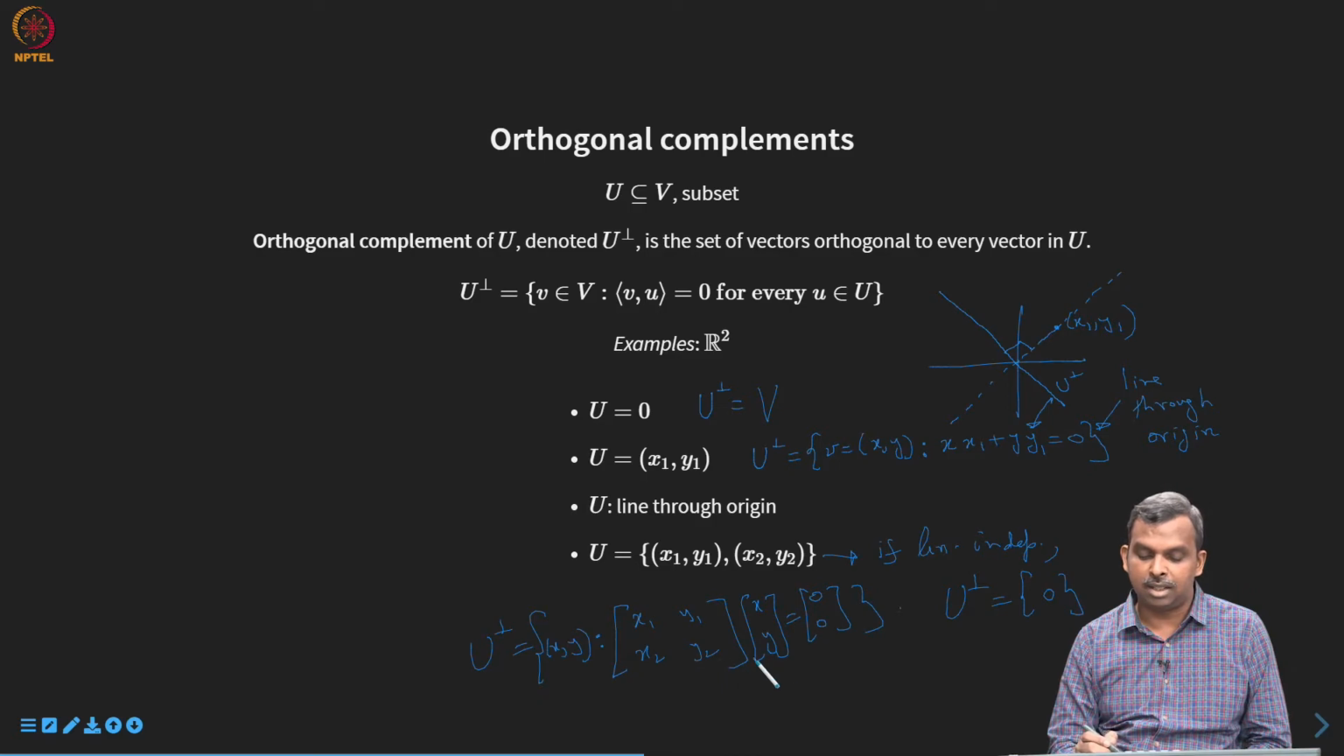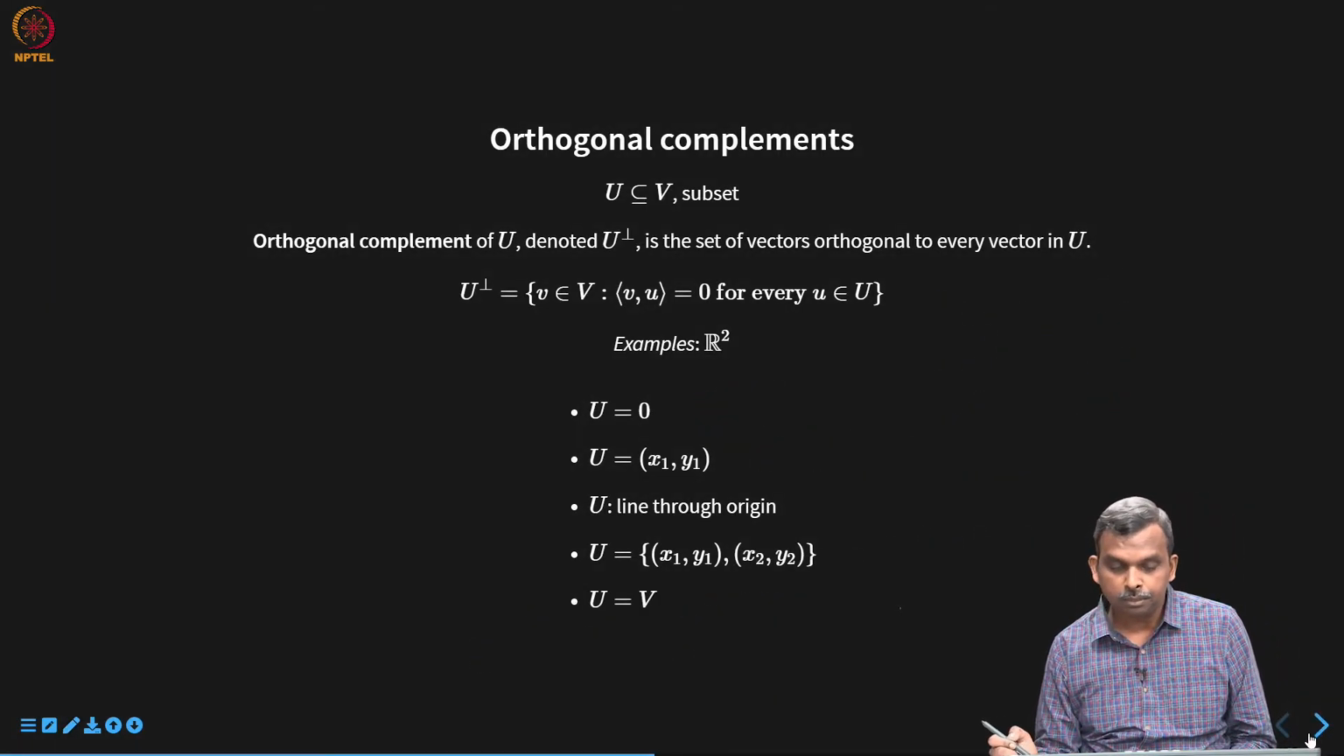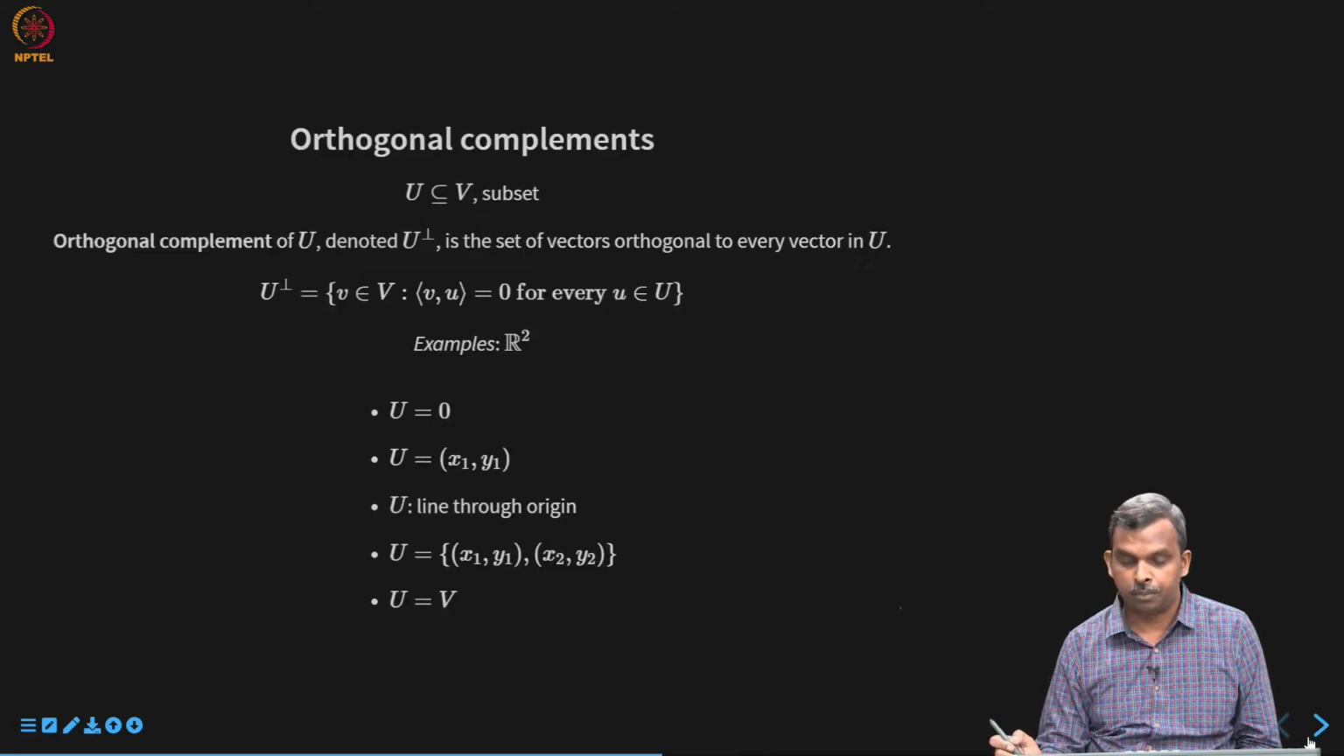You can see here the connections to null space, all of which we will explore and formalize in the next few slides. Okay. So, U equals V is another example. If U is equal to V, then U perp is just the 0, nothing else is there.